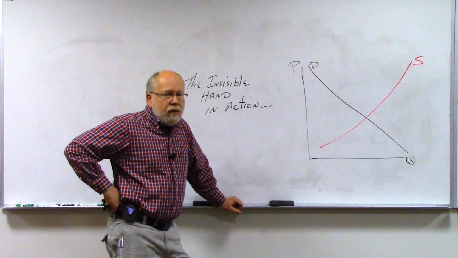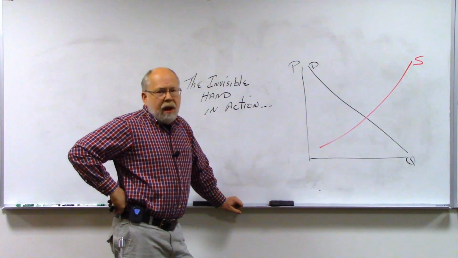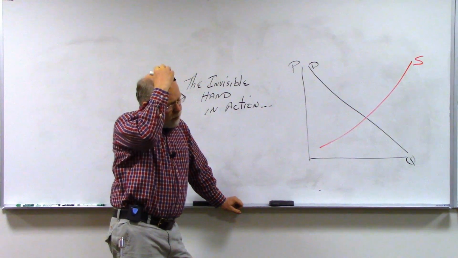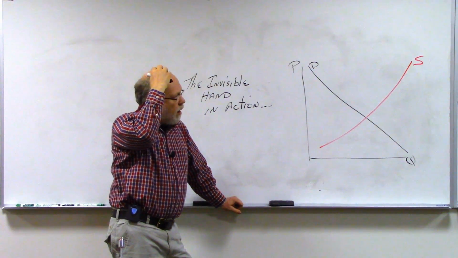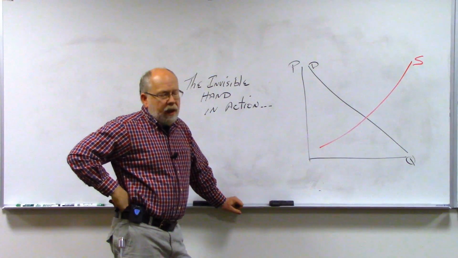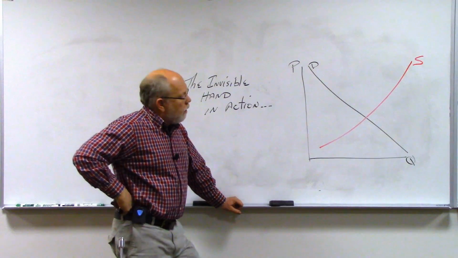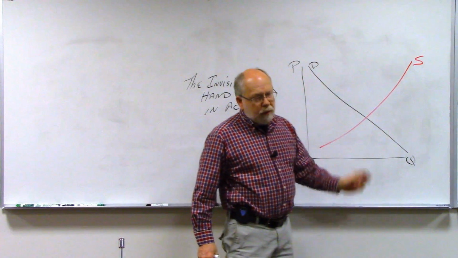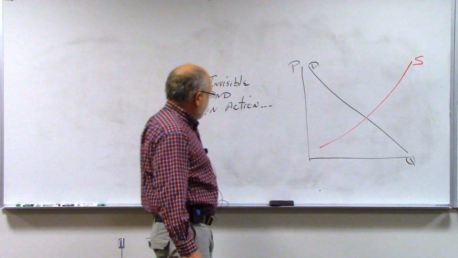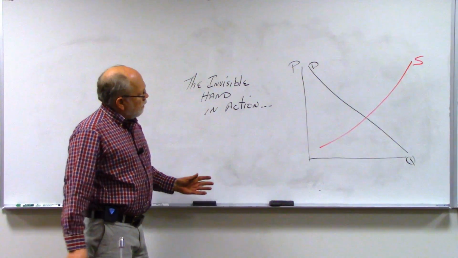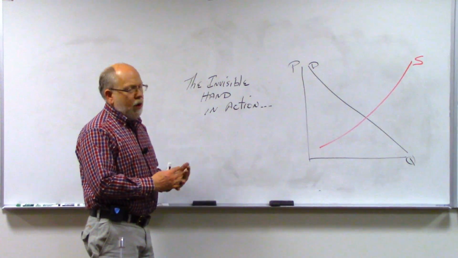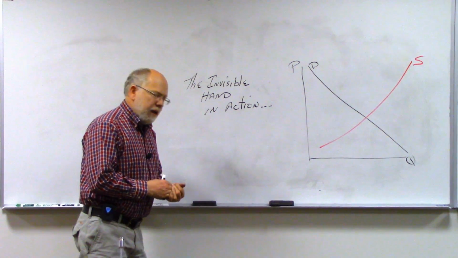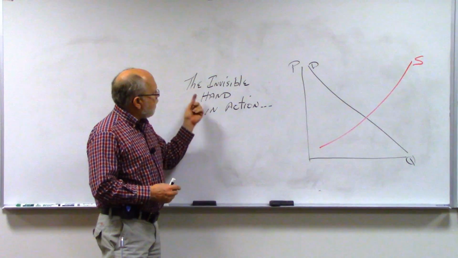We're continuing on with our story of supply and demand and how it works. We talked a bit last time about how changes in supply and demand will move the equilibrium price, and it will also move the equilibrium quantity. But I want to back up and talk some more about this thing called the price mechanism, what Adam Smith called the invisible hand.